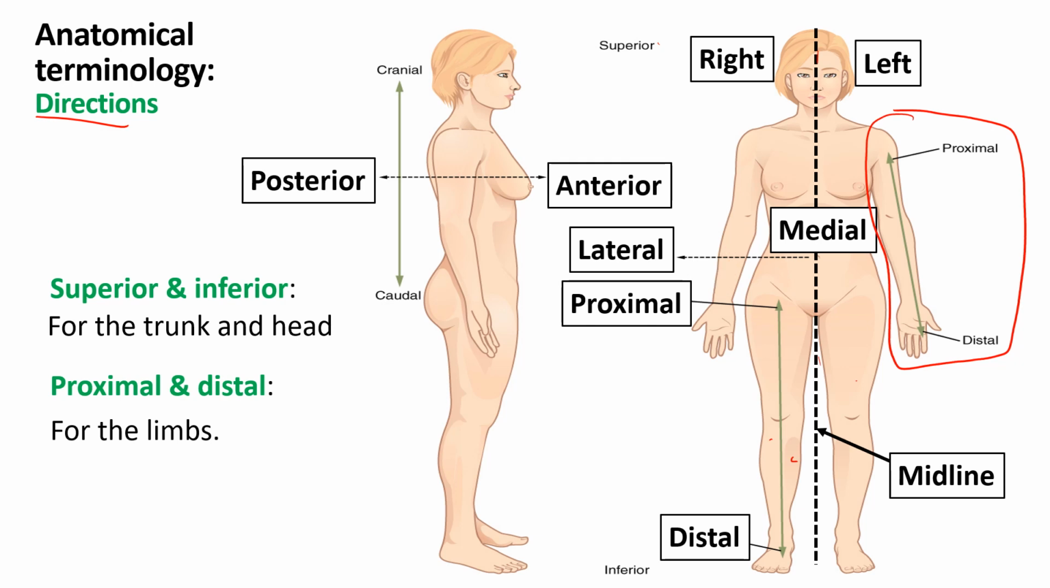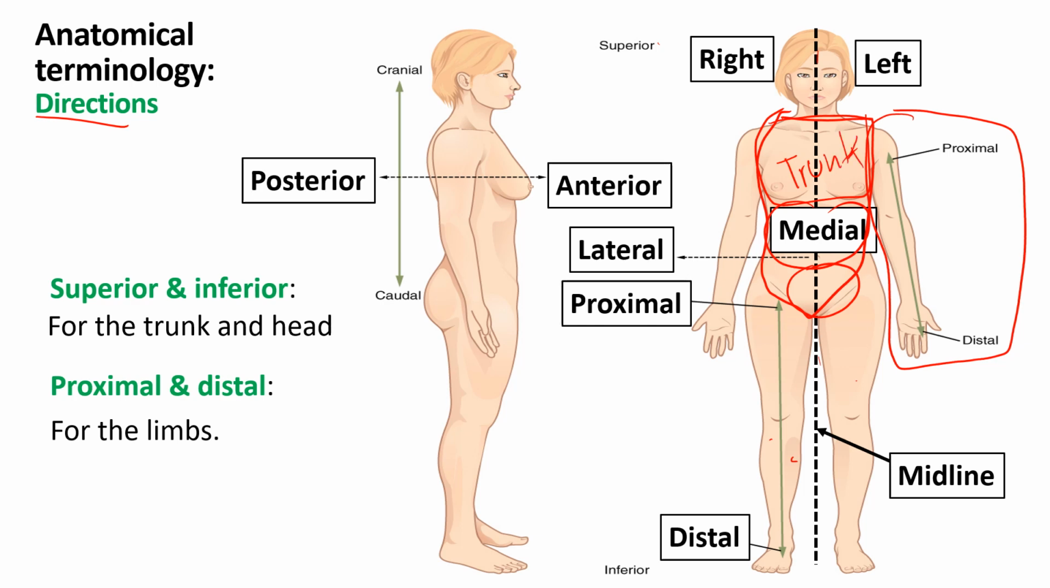Now, how can we define what is proximal and what is distal? We use the trunk as a reference. We're going to see in just a minute, when we start reviewing the regions of the body, that this portion here, which is the chest, the abdomen, and the pelvic cavity, all of this is known as the trunk.